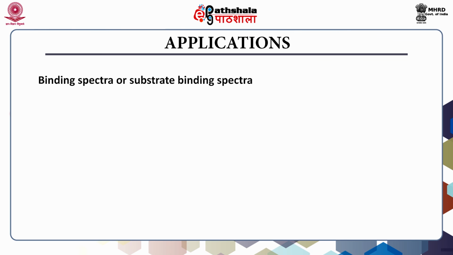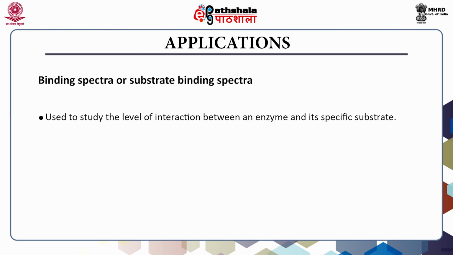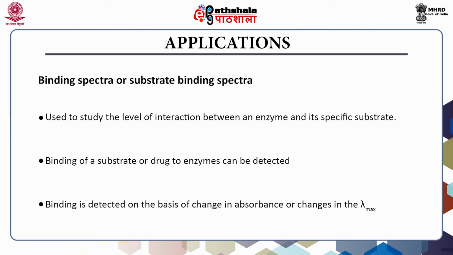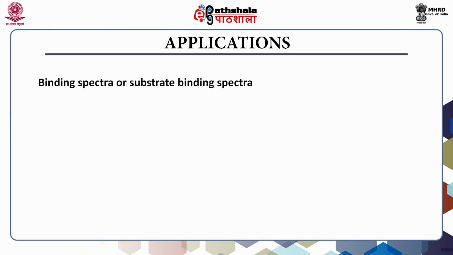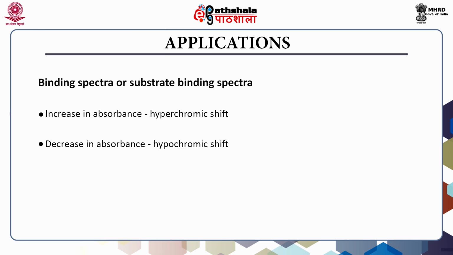Binding spectra is also known as substrate binding spectra. As the name suggests, this is used to study the level of interaction between an enzyme and its specific substrate. Binding of a substrate or drug to enzymes can be detected by changes in the absorbance or changes in the lambda max. Upon binding, there may be an increase in absorbance, which is known as hyperchromic shift, or a decrease in absorbance, which is known as hypochromic shift. Binding of substrate also causes shifts in lambda max.